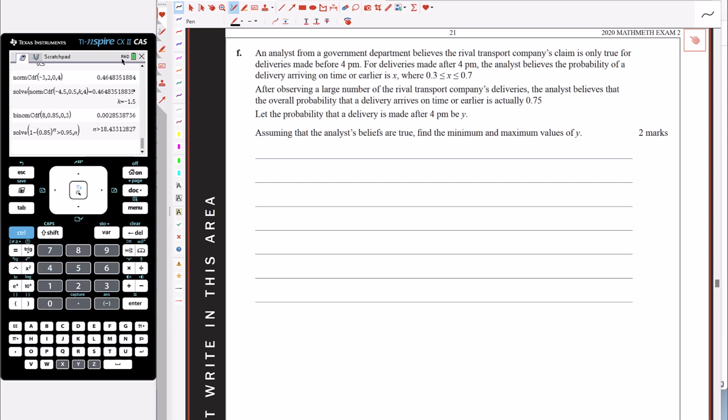The first paragraph seems a strange statement to make. Let the probability that a delivery is made after 4 p.m. be y. I suspect this probability question got rewritten in a bit of a hurry because they had to take out a lot of the probability that students didn't know how to do. So I suspect that's why there are some slight things that I don't think are great about its phrasing or what they're expecting of you in terms of marks.